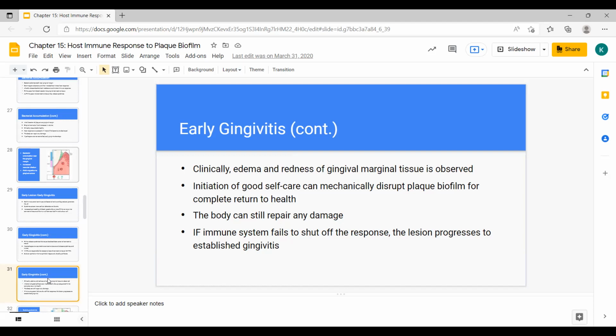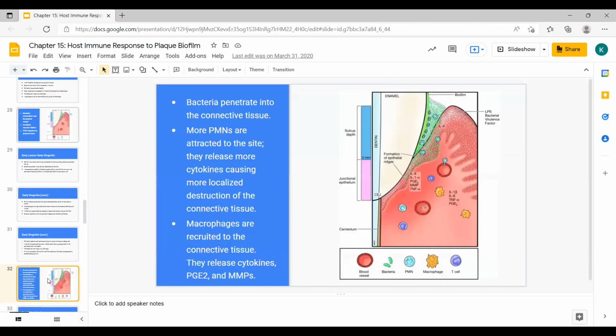But if the immune system fails to shut off the response, that's when our lesion is going to progress to established gingivitis, okay? So the bacteria penetrate into the connective tissue, okay? We can see it's no longer just in the sulcus that we see these green bacterial cells, but they're down into these connective tissue layers, okay? More PMNs are attracted to the site. They release more cytokines, causing more localized destruction of the connective tissue. And the macrophages are recruited to the connective tissue. They release our cytokines, prostaglandin E2 and MMPs, sorry.